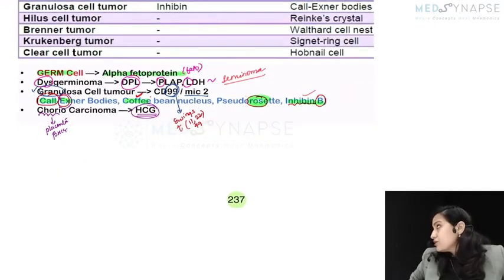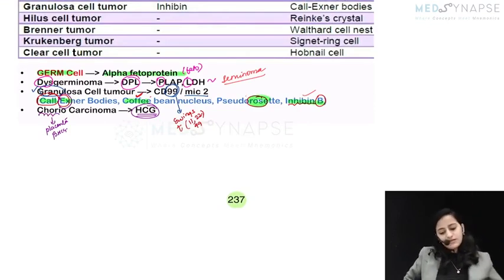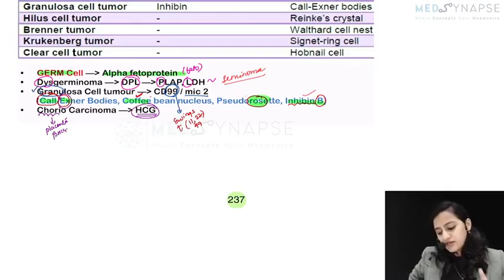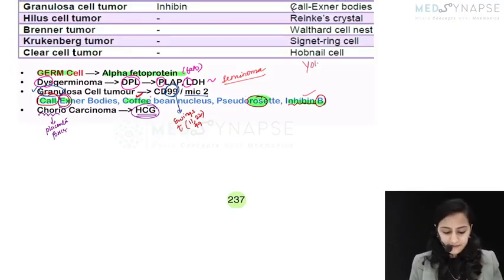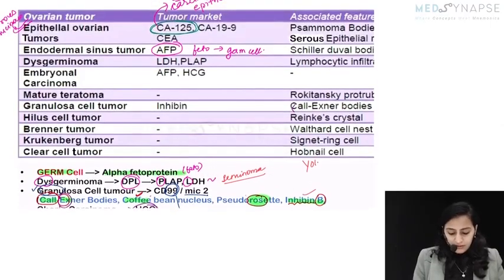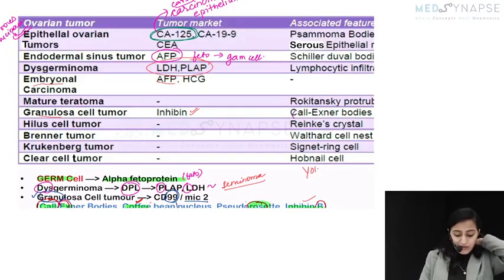So these are your ovarian tumor markers. Remember, inhibin is granulosa, FLAP and LDH is dysgerminoma, yolk sac tumor. What is the tumor marker for yolk sac? Alpha fetoprotein, fetus wala. So we have seen these tumor markers: inhibin granny, alpha fetoprotein, embryonal germ cell है, dysgerminoma का अलग है, ठीक है? Tumor markers done. Coming to the bodies.